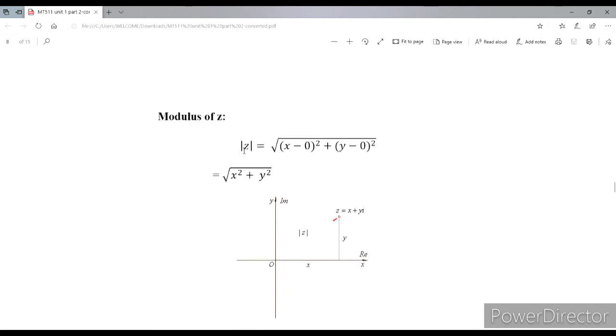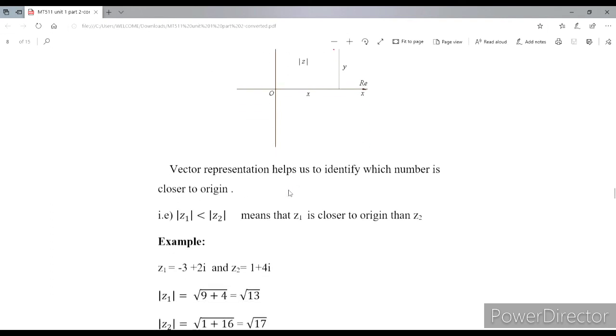Modulus of z is the root of (x minus 0) squared plus (y minus 0) squared. (x, y) is this, therefore (x minus 0), origin is (0, 0), squared plus (y minus 0) whole squared, which is the root of x squared plus y squared. Vector representation helps us to identify which number is closer to the origin. That is, modulus of z1 less than modulus of z2 means z1 is closer to the origin than z2.